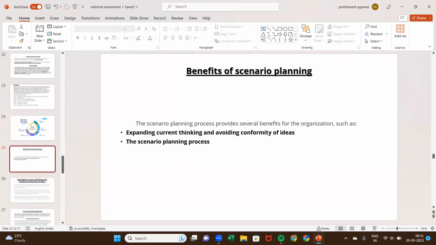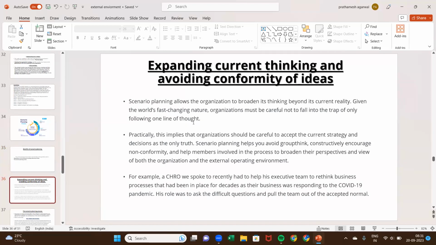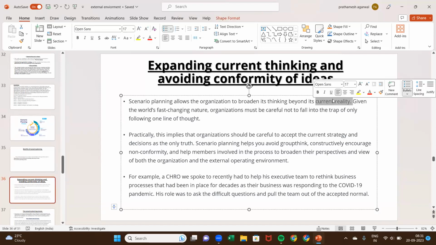Okay. Now, if I think this can happen, then I'm trying to work accordingly to that factor. Again I repeat, scenario planning is for the future. So we have assumptions. It can happen, it cannot happen. If this thing happens, then what am I going to work? What is my plan B for that? Expanding current thinking and avoiding conformity of ideas. Scenario planning allows the organization to broaden its thinking beyond its current reality, right? Beyond its current reality.